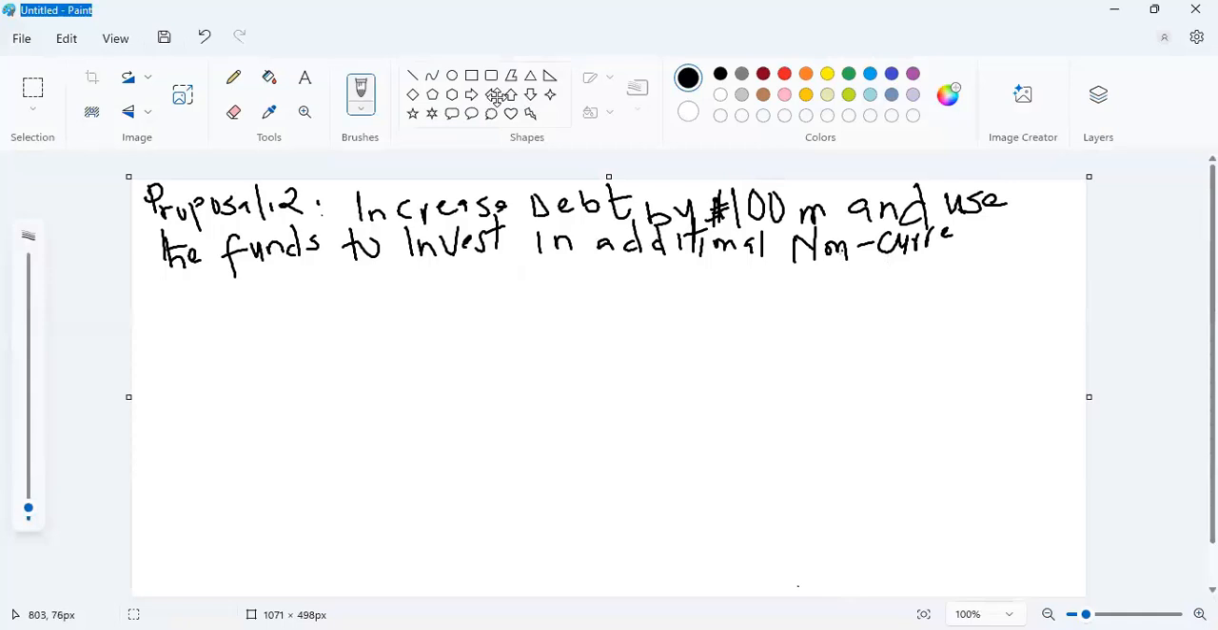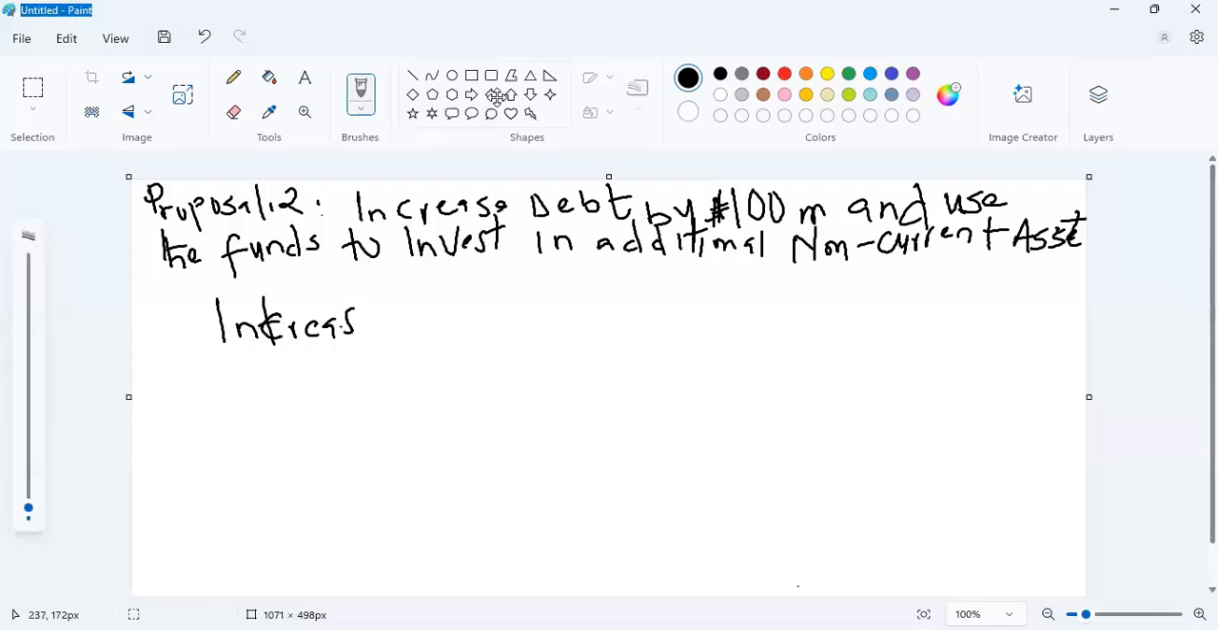In additional non-current assets. This is proposal 2. So what is the impact of proposal 2 on the forecast financial statements, on the earnings per share, and on the financial gearing? Of course, increase in debt.